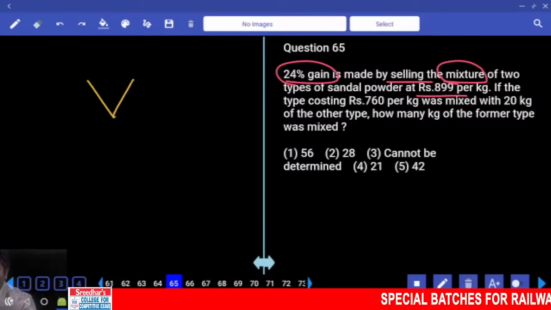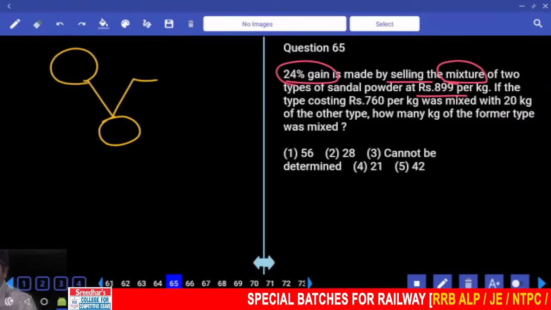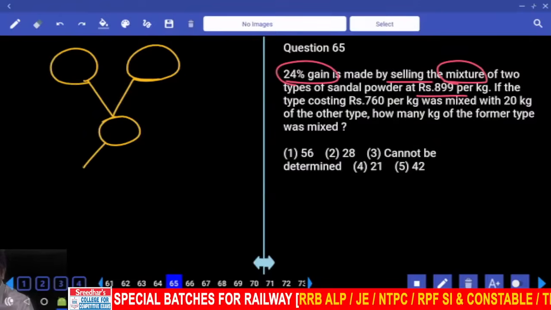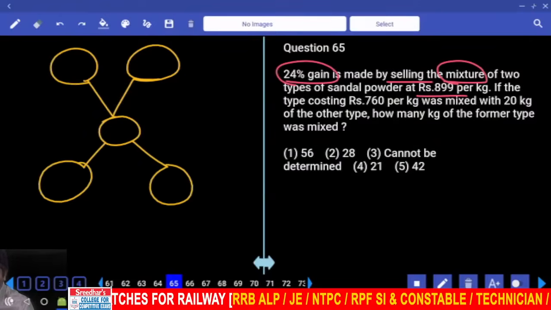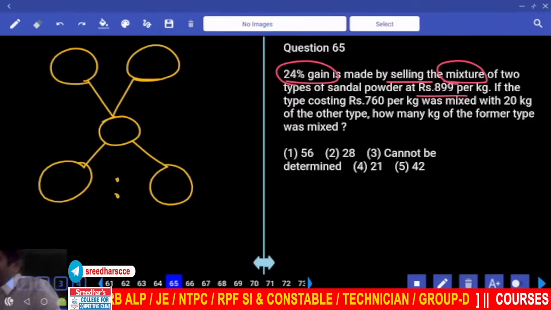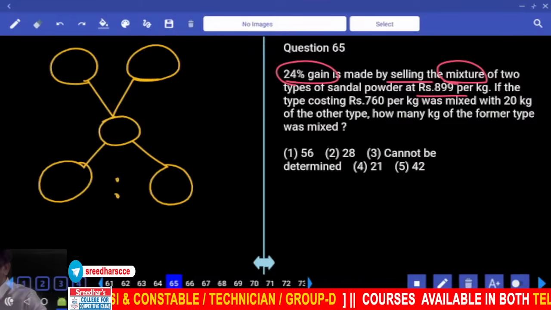So assume we are using allegation. First, cost price of the first variety, cost price of the second variety, cost price of the mixture, and we are going with allegation. We will get the ratio of quantities in which we have to mix the first variety and the second variety.